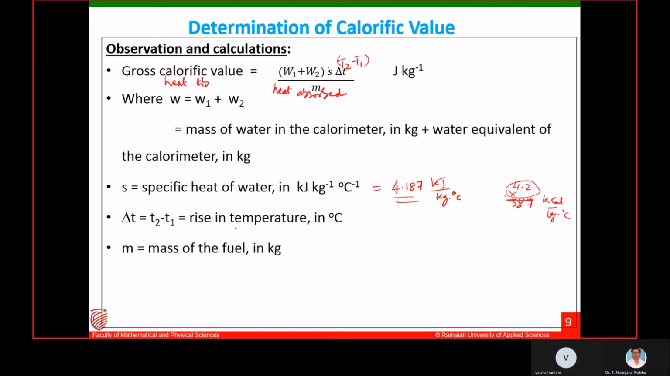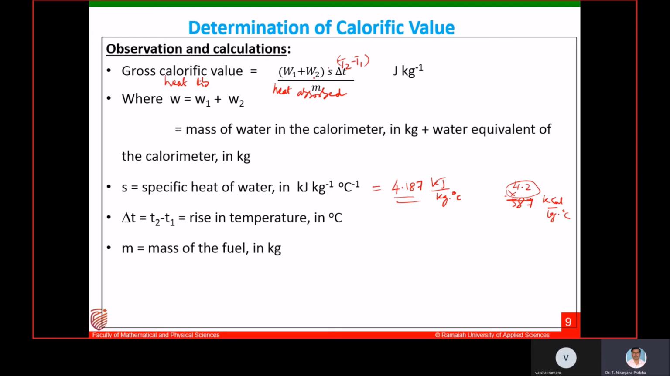Now delta T can be given either in degree centigrade or degree Kelvin. The mass of fuel is given in kg, but sometimes it is given in gram. If that is the case, then you have to make this equation dimensionally consistent. What do you mean by dimensional consistency? It means bringing all units to the same. So if this is given in gram and that is given in kg, then you have to convert to kg, then solve the problem.